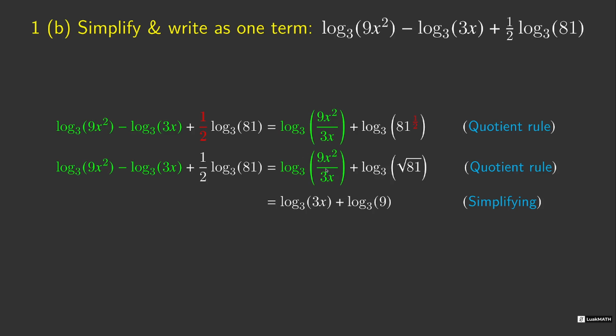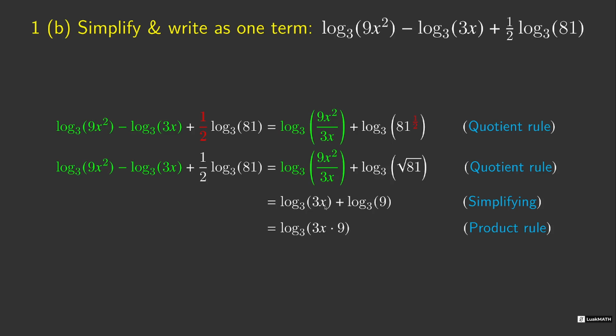Once we simplify, 9x squared divided by 3x gives you 3x, and then the square root of 81 becomes 9. Remember, the goal is to write as one term. Okay. So now we have log of 3x to base 3 plus log of 9 to base 3. And then we use the product rule to combine the two terms. Remember, when we have a minus sign, we use the quotient rule. When we have a plus sign, we use the product rule.